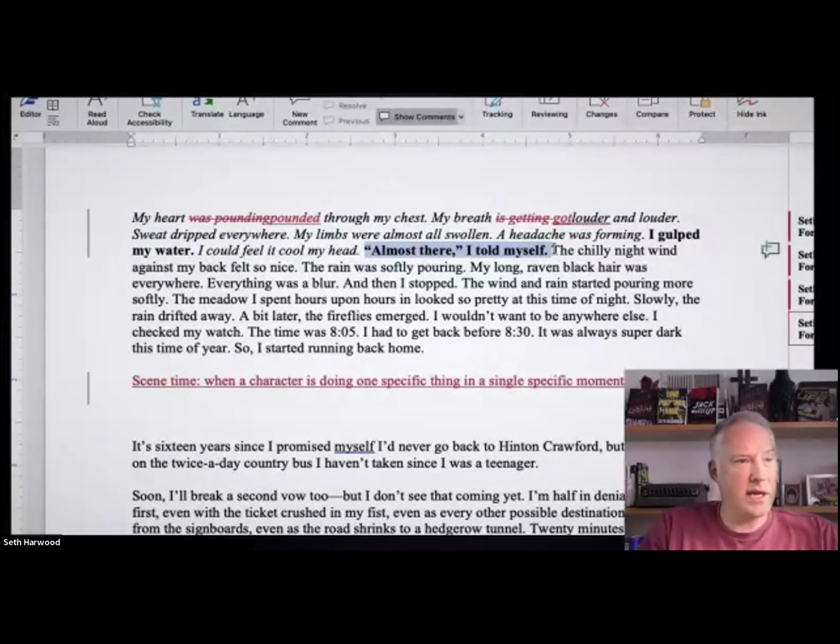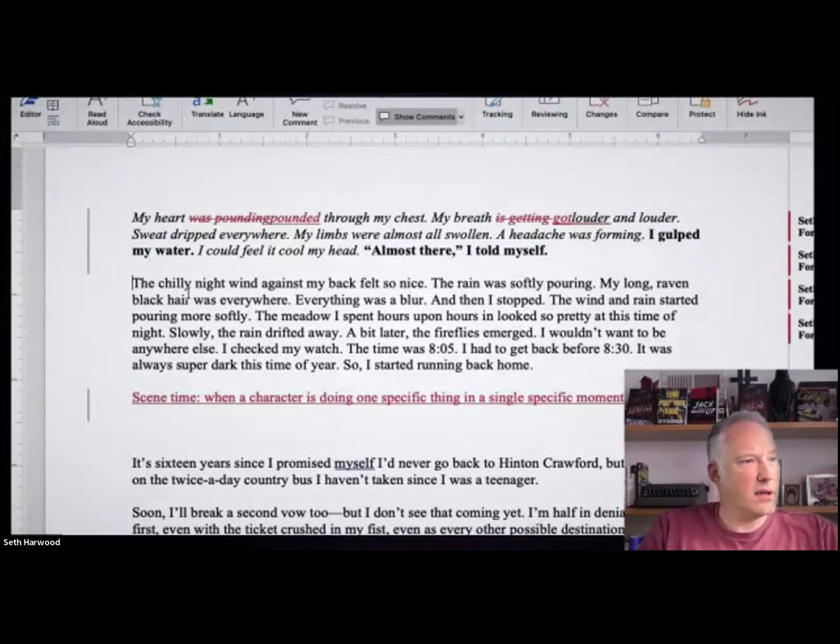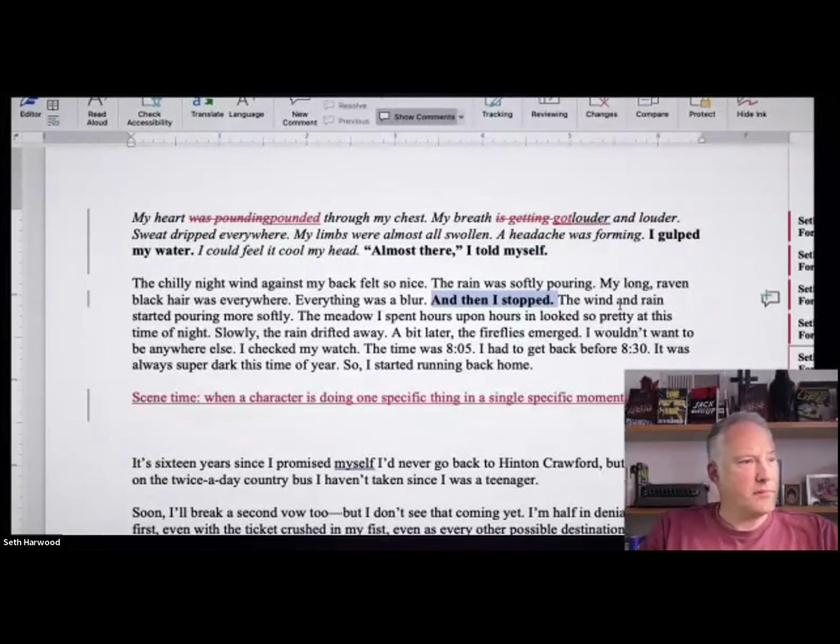Great, scene time, dialogue. "The chilly night wind against my back felt so nice." Don't know. "The rain was softly pouring." Don't know. "My long raven black hair was everywhere." "Everything was a blur." "And then I stopped." Here's another singular moment. This is sort of the writer telling us that there's kind of an epiphany moment.